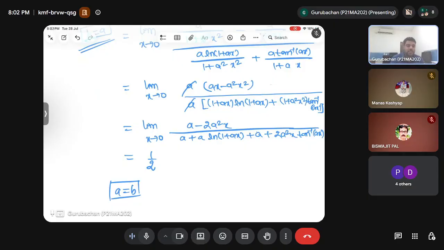So your limit will exist when the value of a is equal to the value of b. You have many choices, but just one condition: a should be equal to b. So in order for the limit to exist, we have to assume a is equal to b. Yes, exactly, you are right.